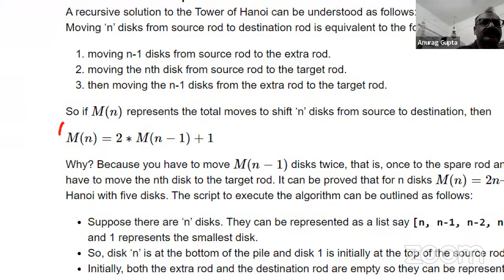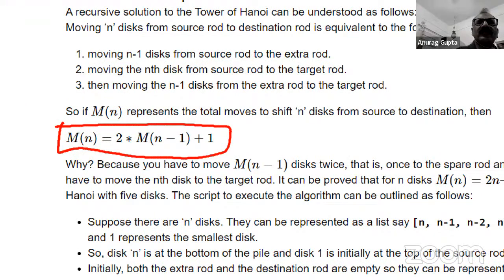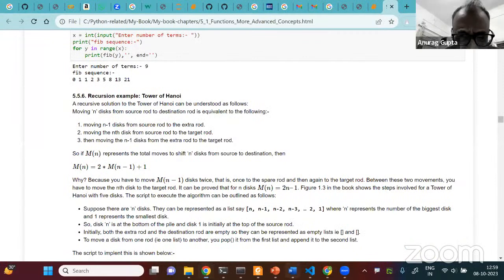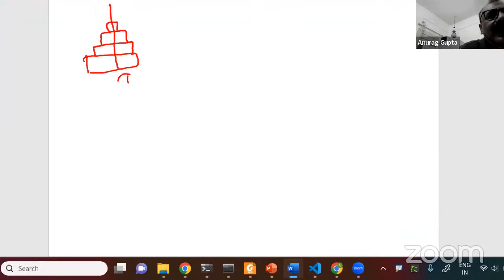Mn is equal to 2 times Mn minus 1 plus 1. Let me just repeat this again. Maybe everybody has not understood. Let me take a blank sheet so that it becomes easier for everybody to understand. Let me just draw it more carefully. Suppose it was 4, 3, 2, 1. This is spoke number 1. This is spoke number 2. This is spoke number 3.